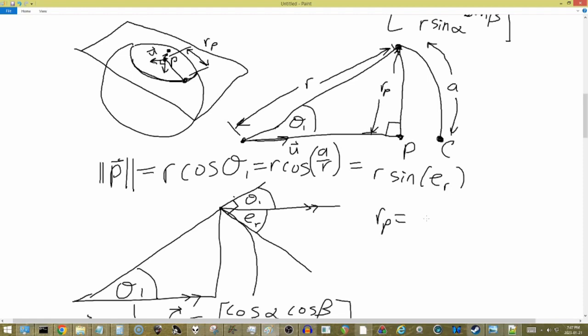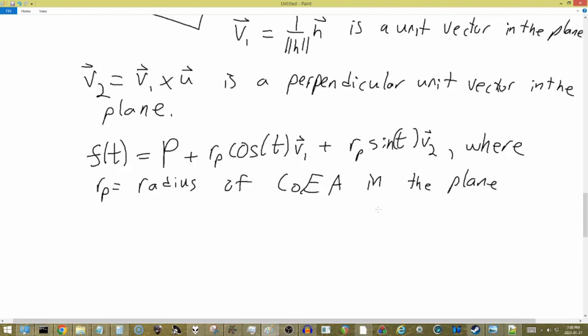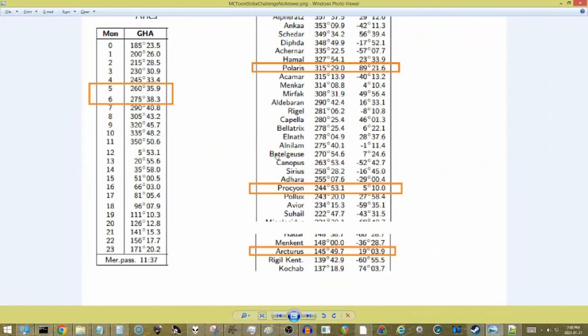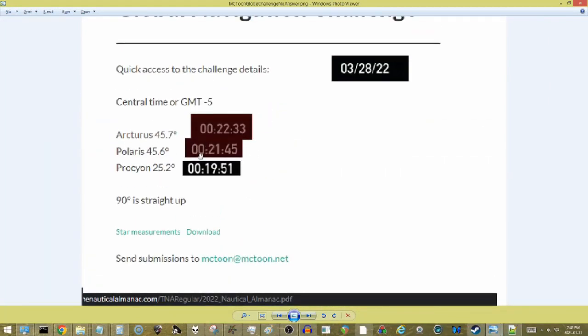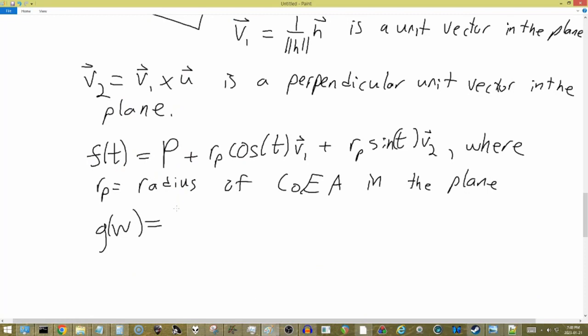rp is equal to r sine theta 1 equals r cos of the elevation angle in radians. Alright, so we have the elevation angle given, we have the radius of Earth given, so we know rp. So we know rp, we know v1 and v2, and we know P, so we have the equation of the circle of equal altitude. And then we do a similar thing, g of w, that's the equation. We do the whole process again for another star, like star 2, for example in MCToon's challenge here. He has star 2 Polaris, so we would repeat the whole process for Polaris and get another function for the circle of equal altitude in Cartesian coordinates.